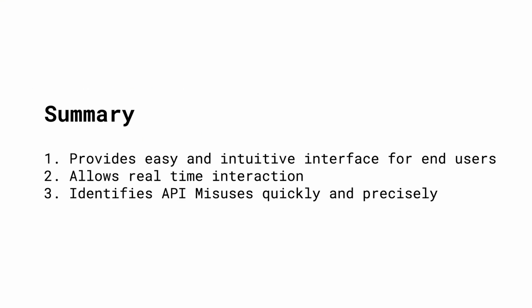In summary, we showed an easy and intuitive user interaction scheme that empowers end users to find bugs effectively. What's more, we demonstrated that our interaction is real-time, which makes the bug finding and the interaction process less of a burden for regular bug finders. Most importantly, we showed that arbitrar can identify API misuse bugs quickly and precisely within just a few rounds of user interaction.